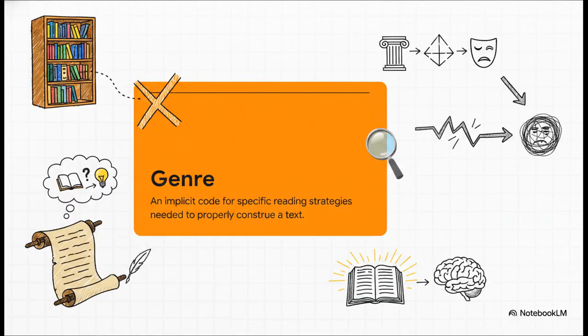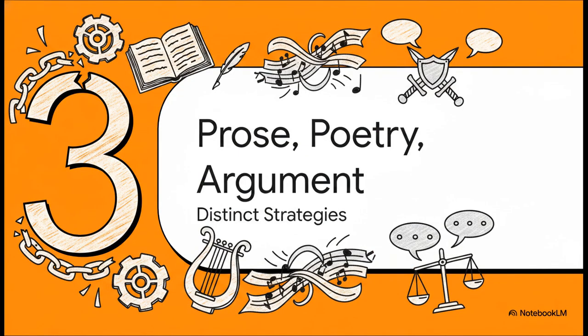So the absolutely crucial point here is that genre is not just some dusty filing cabinet category in a library. Genre is an implicit code. It clues the reader into the specific reading strategies and moves required to properly construe a passage. Think about it. If you read a poem exactly like a history book or a logical argument like a fictional story, you are going to face some disastrous misinterpretations. Which brings us to section 3, prose, poetry, and argument.